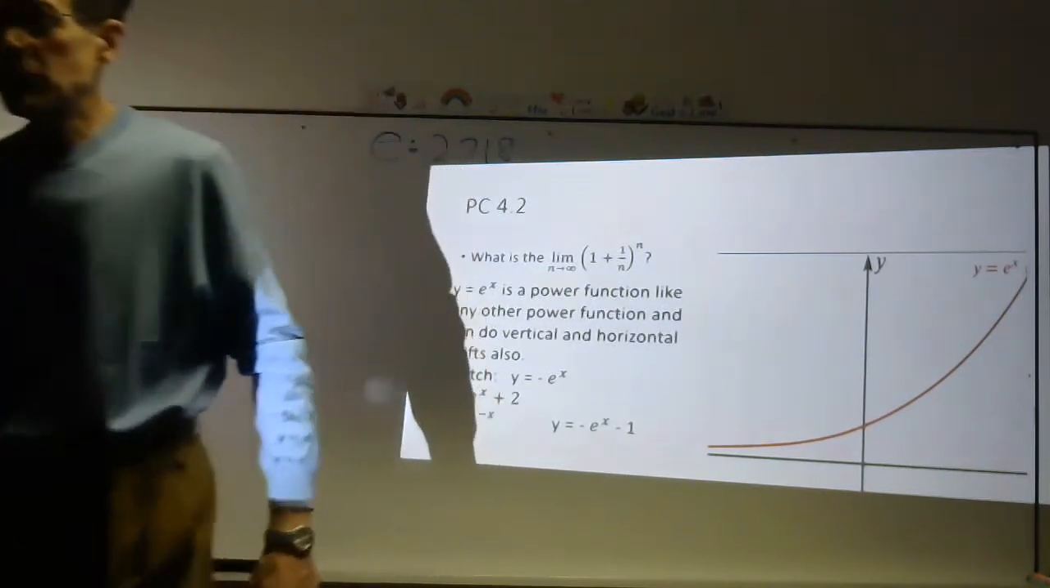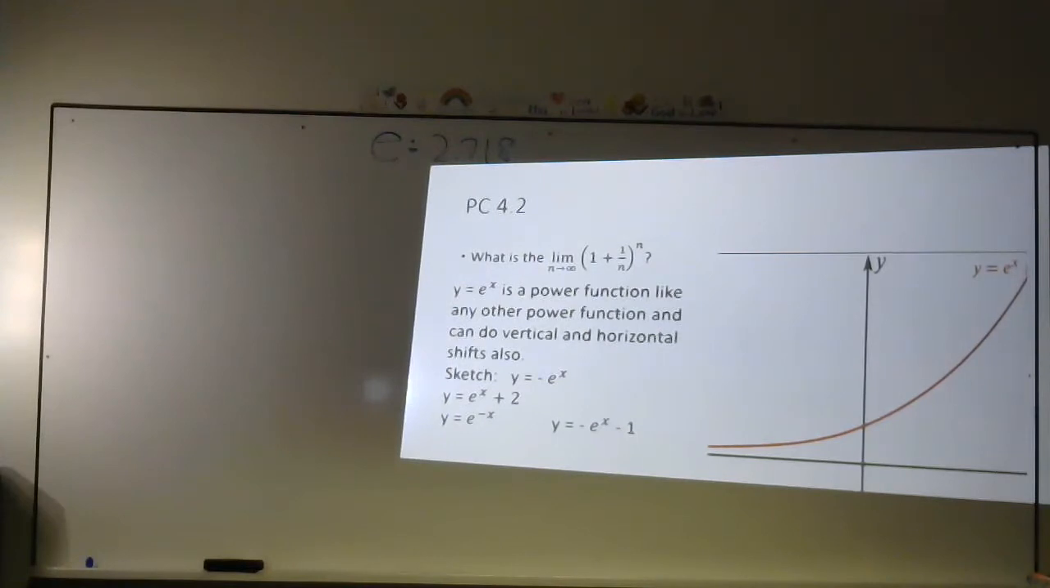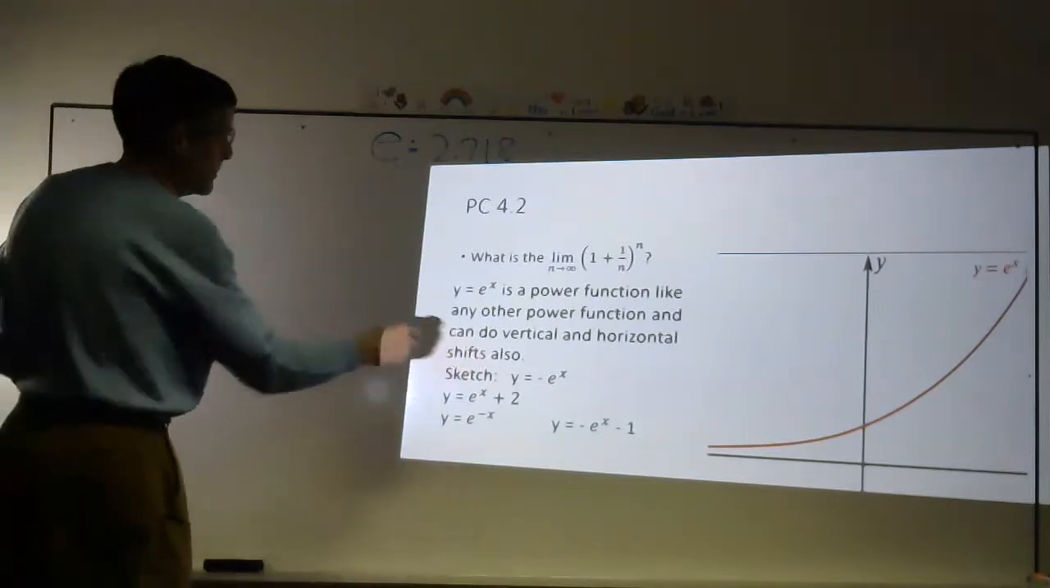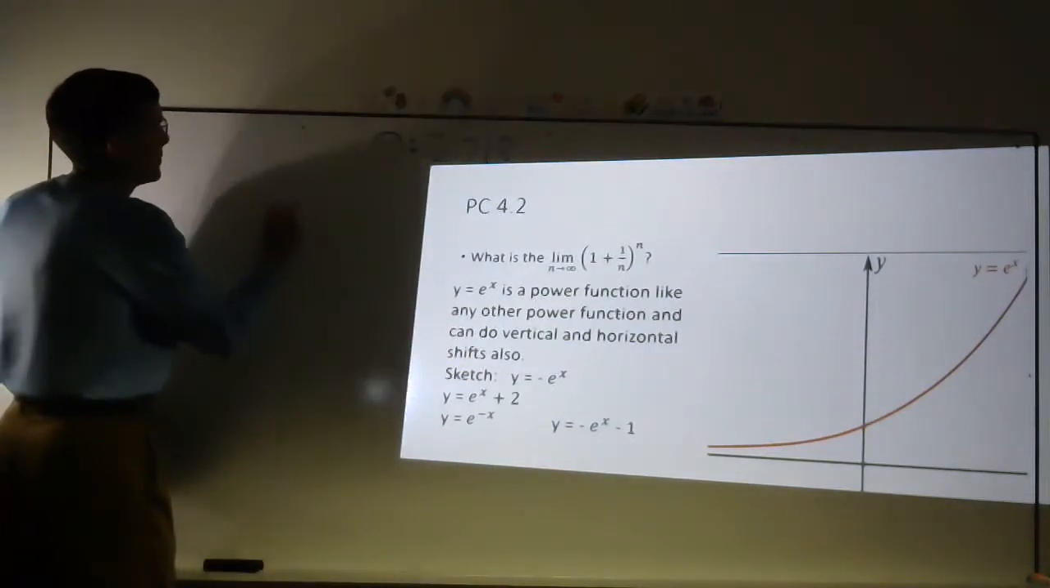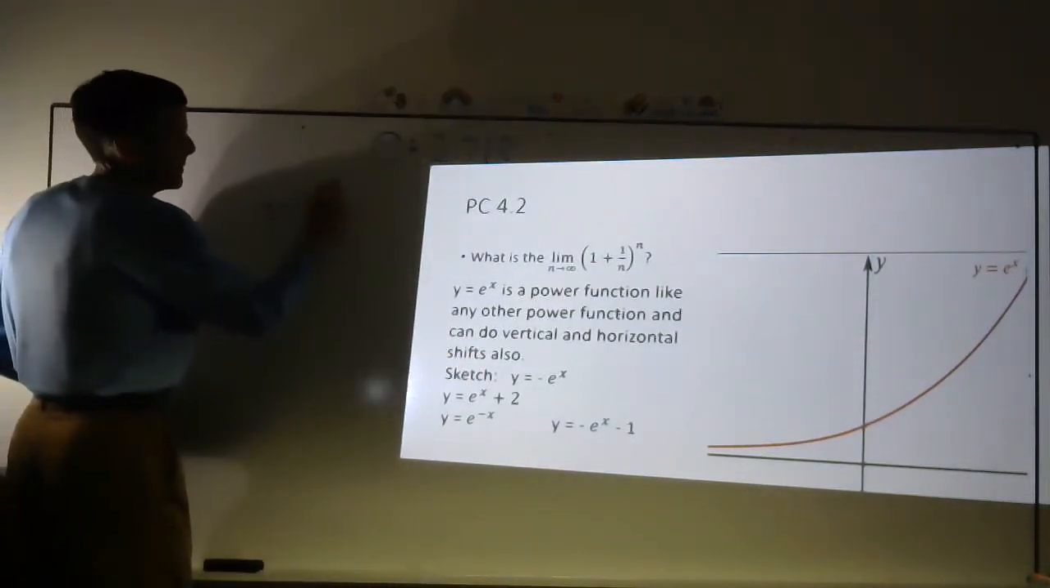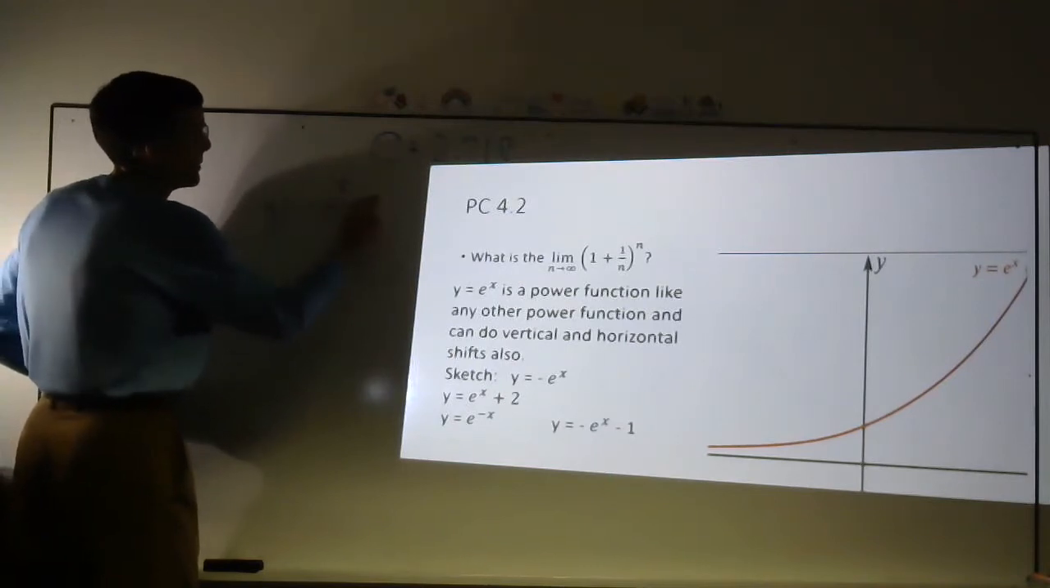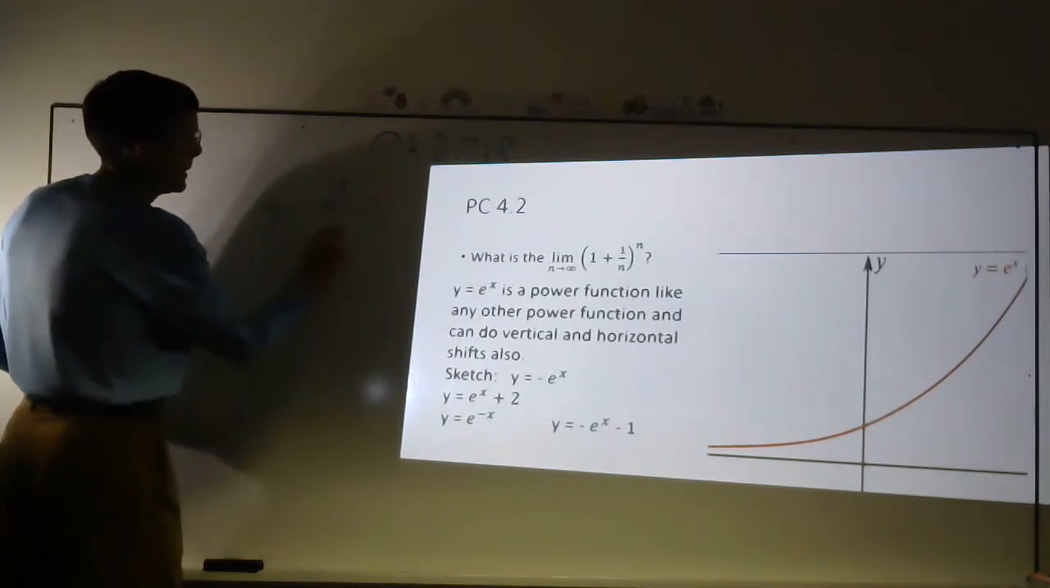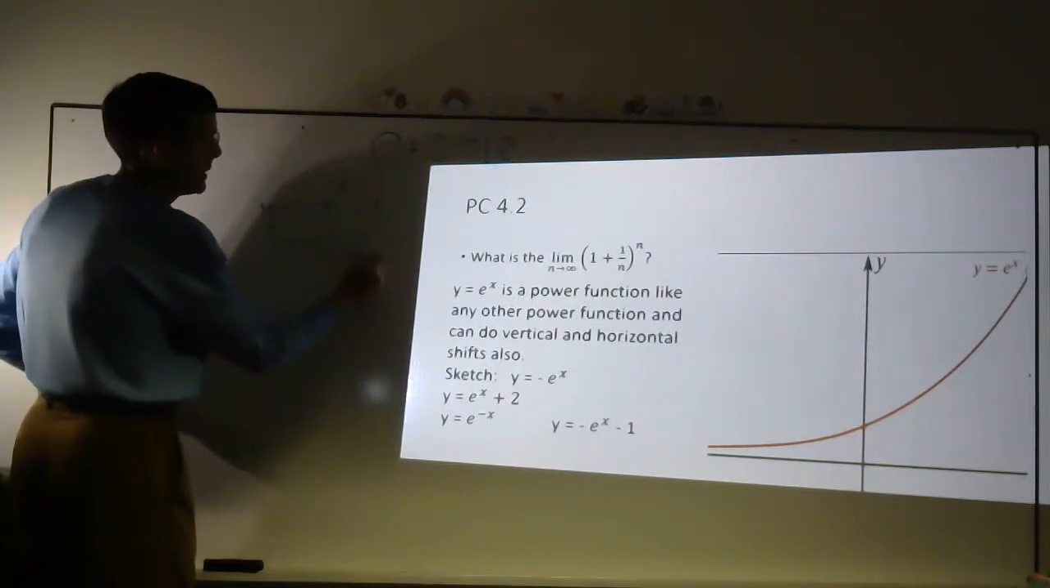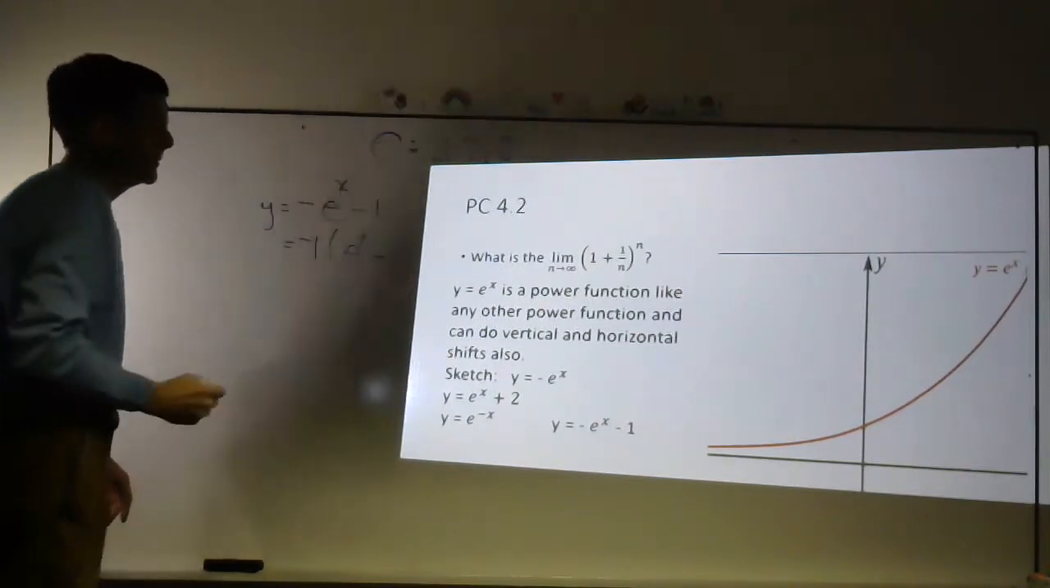If you have y equals negative e to the x minus 1, I just want to think about that a second. Yeah, that one's just a little bit trickier than what I had thought. Well, let's take a little more time and think about that one. If you have y equals negative e to the x minus 1, pull the negative out, and you get negative e to the x plus 1, okay?